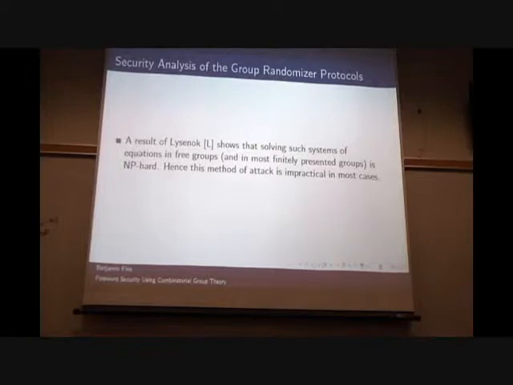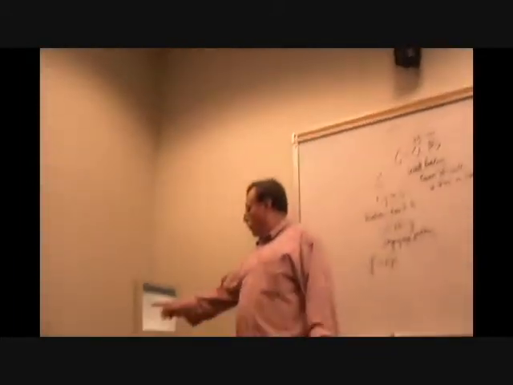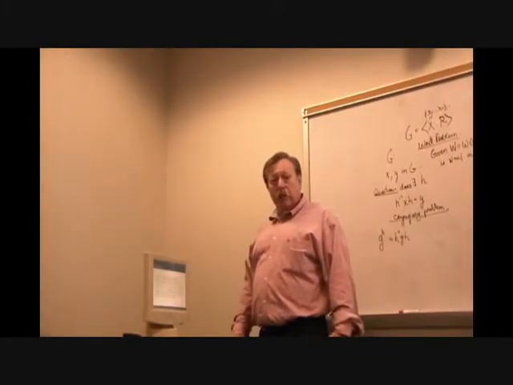And we'll give some enhancements to make it even harder to solve, but it's NP hard. So for them to collect enough and then just solve is just infeasible. They can't do it. Now the second one was pointed out. You see, as you collect these, you're getting a homomorphism. Yi goes to Wi.